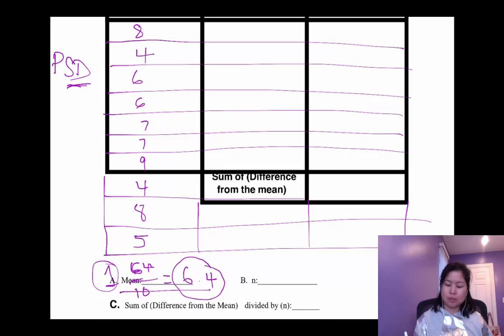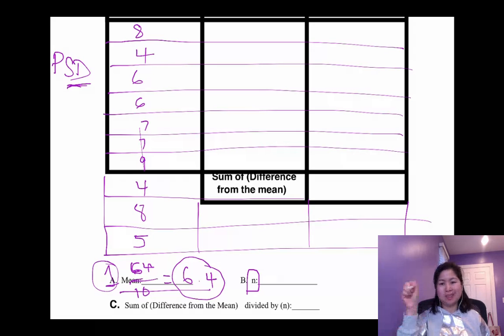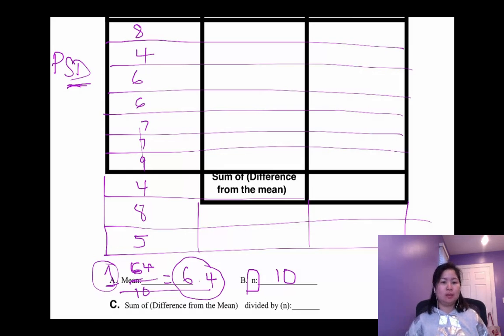The n, when they ask for n, that means how many data are given to you. The data, what I mean by data, is the values that are given to you. The list that they gave you, that's called the data. In this case, I have 10. I count 10. Do I always divide by 10? No. You have to go back and look at how many numbers are given to you. If I gave you 9, then my n is 9. If I'm giving you 20, then my n is 20. So that's how you determine n.